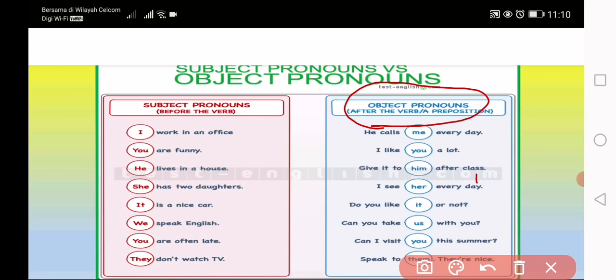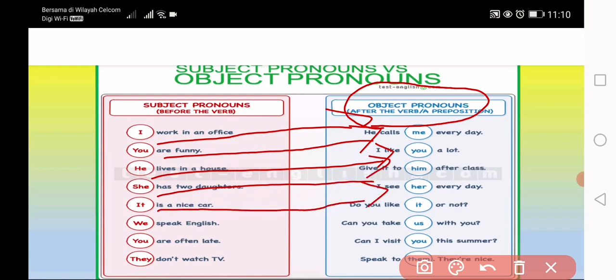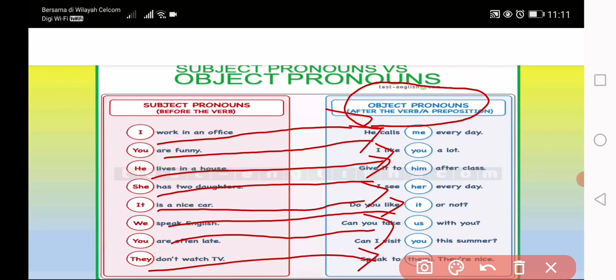Okay, for example, I will become me, you will become you again, he becomes him, she becomes her, it remains it, we becomes us, you becomes you again, and then the last one, they becomes them. Okay, you need to memorize these 8 object pronouns. Usually, like I said last week, it is located in the middle or at the end of a sentence. Dia berada di tengah-tengah ataupun di akhir ayat.